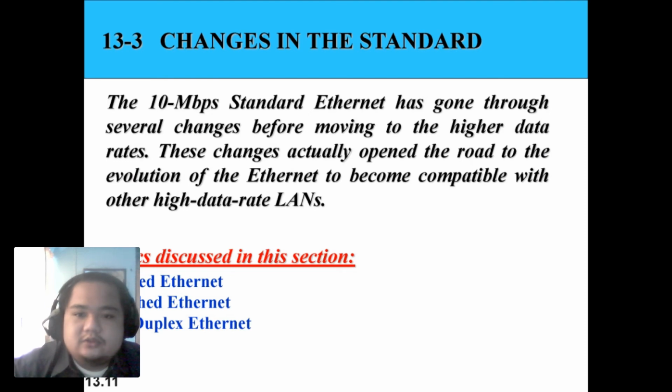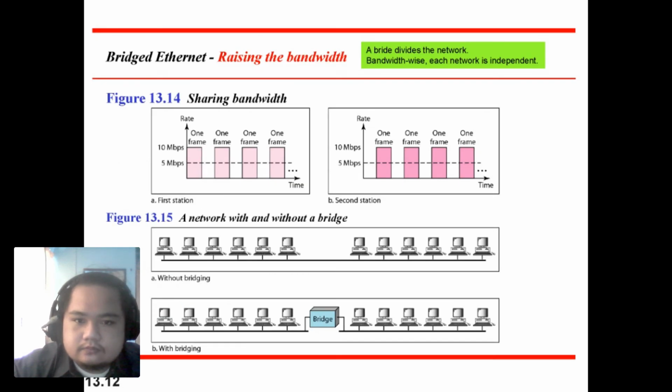Changes in the standard. The 10 megabit per second standard Ethernet has gone through several changes before moving to higher data rates. This change actually opened the road to the evolution of Ethernet to become compatible with other high data rate LANs. Raising the bandwidth: a bridge divides network bandwidth while each network is independent. You can see how sharing bandwidth works in this graph.